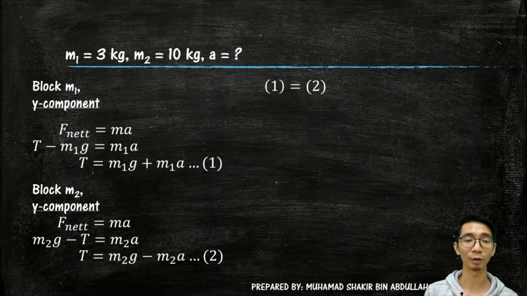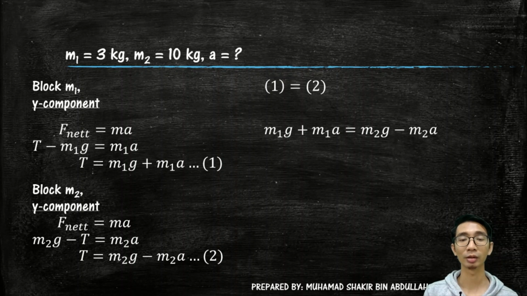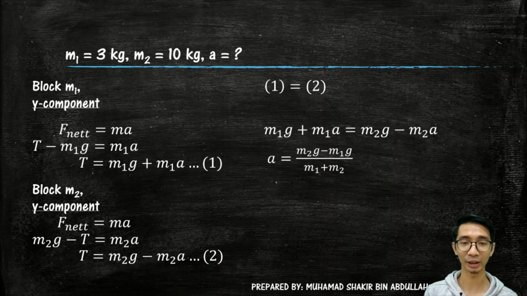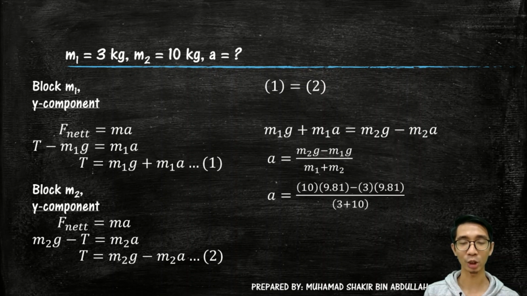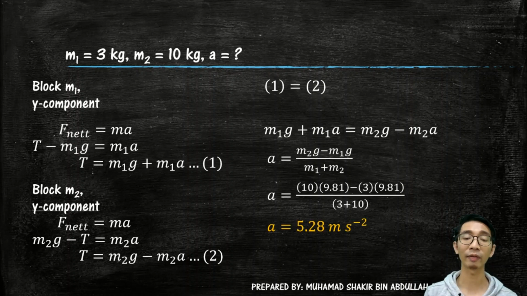From here, equation 1 equal to equation 2, so we have M1G plus M1A on the left hand side, and M2G minus M2A on the right hand side. Rearranging, since we want to find our acceleration, A equals M2G minus M1G divided by M1 plus M2. Substitute everything, make sure everything is in SI units. So 10 times 9.81 minus 3 times 9.81, divided by 3 plus 10. And we have A equal to 5.28 meters per second squared. So that's it, it's very simple.